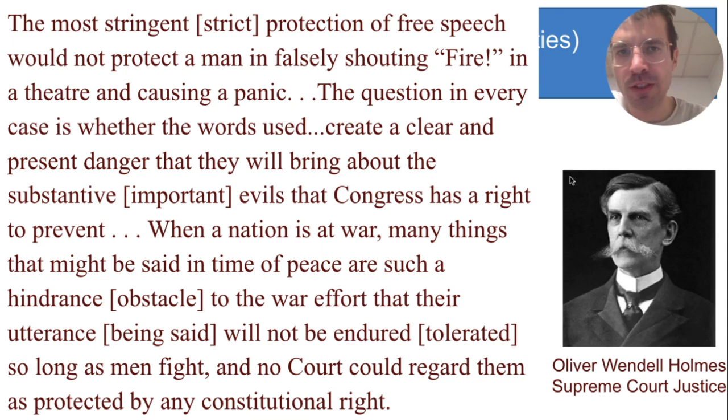Look at Holmes's analogy of fire in a crowded theater. If someone yells fire in a theater, they're using speech. Fire is just a word. But it could cause a panic or a stampede, and people could get killed. So Holmes says that in this case, people should not be allowed to yell fire, because it creates a clear and present danger to others. And using the same reasoning, he argued that Schenck's pamphlets, which again are just words, were creating a danger to the country by encouraging people to resist the draft. If everyone resisted the draft, there would be no soldiers to fight, and the US would lose the war, which could be dangerous.